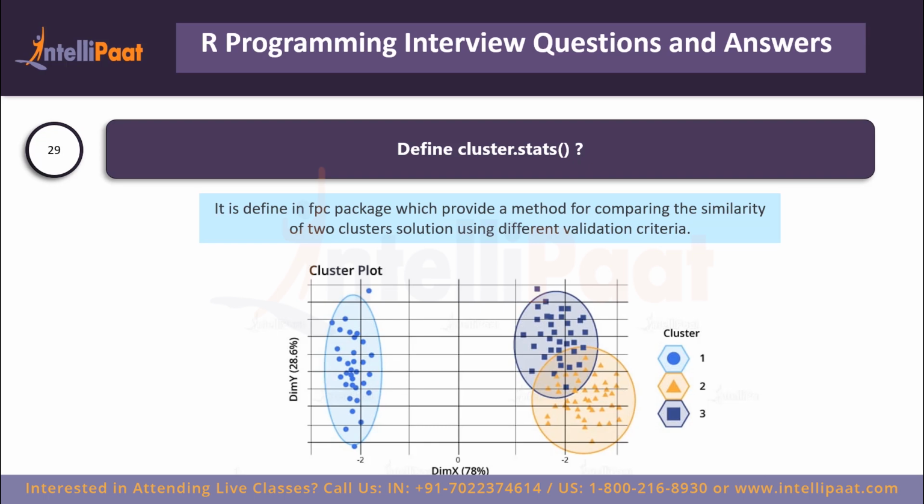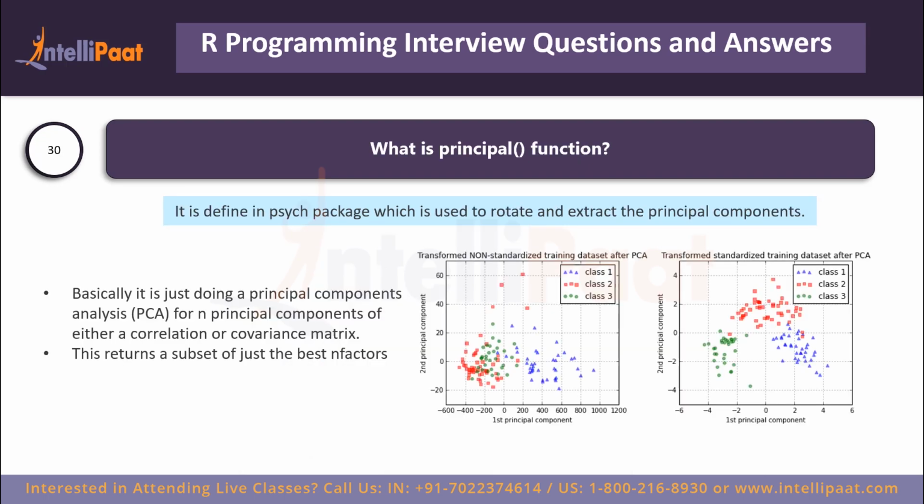Now, let us move on to the last question of this R programming interview questions and answers tutorial. What is the principal function? It is defined in the psych package, which is used to rotate and extract the principal components. Basically, it does a principal component analysis for n principal components of either a correlation or covariance matrix, as you can see in the graph. Also, this returns a subset of just the best n factors. It can show the residual correlations as well, and the quality of reduction in the squared correlations is reported by comparing the residual correlations that we calculated to the original correlations.